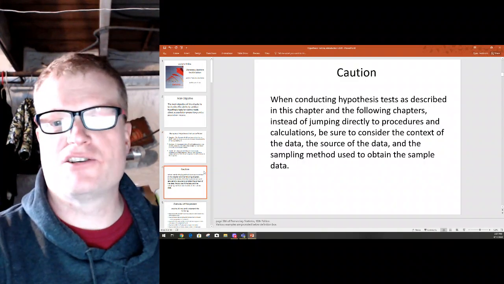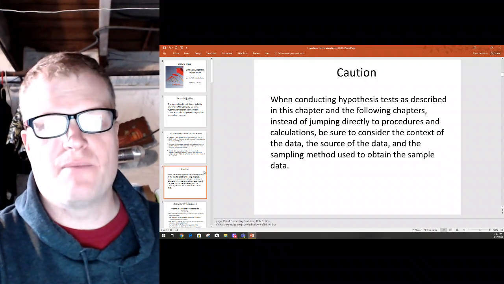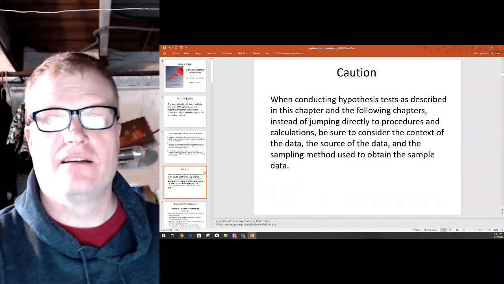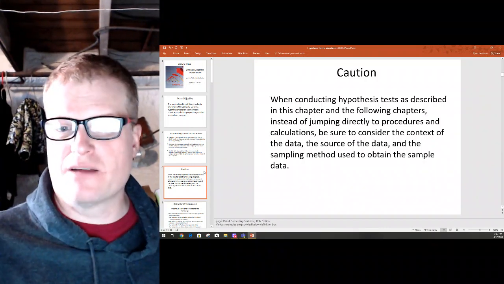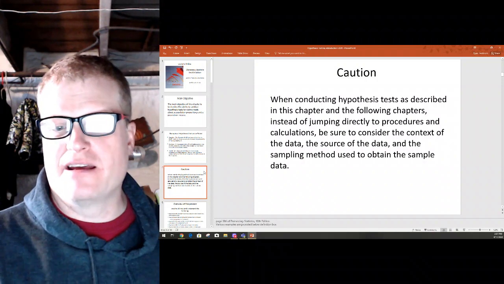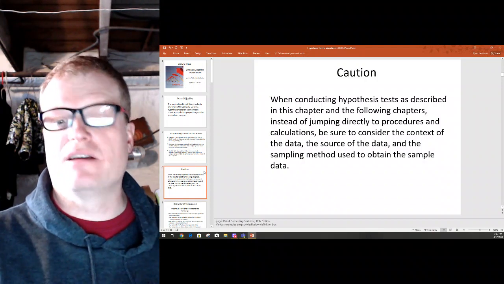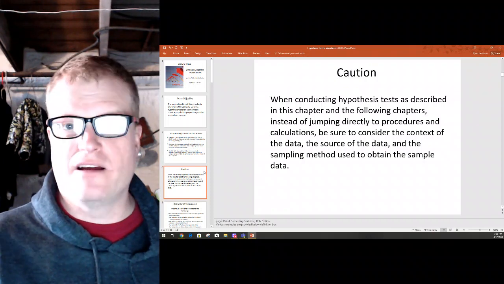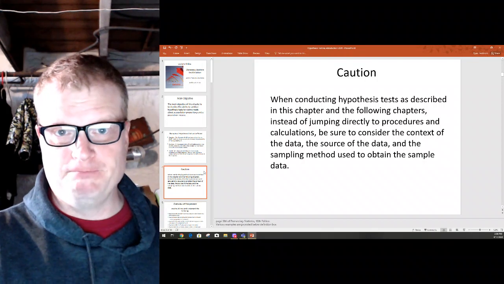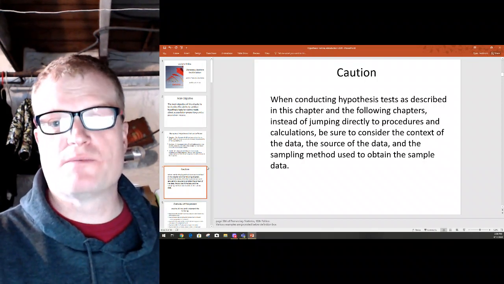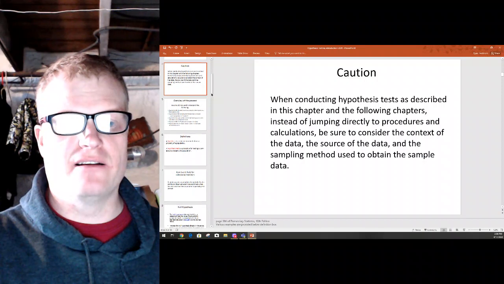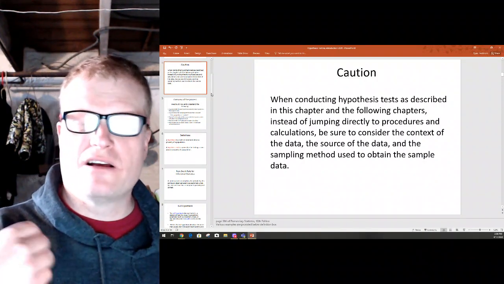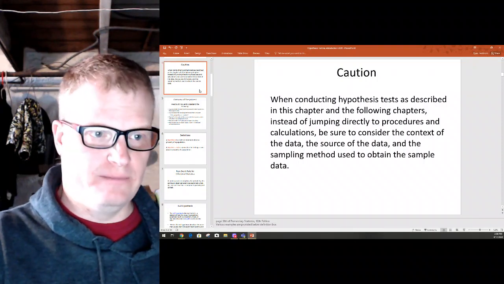A little bit of caution though: we can use hypothesis testing as long as the data that we're getting is legitimate. You're using a simple random sample, the source of your data is good, and your sampling method is good. You have to make sure that all of these things are actually valid before you conduct your hypothesis test. We're going to assume for the most part that these things are valid, but you want to be careful when you're using a hypothesis test in the field. You want to make conclusions about your data that are relevant.